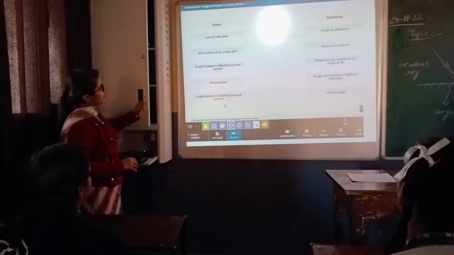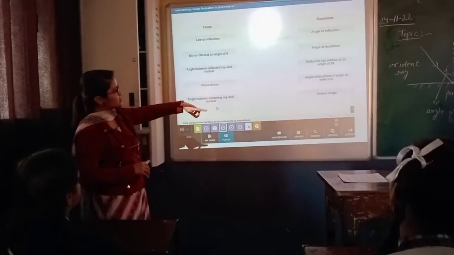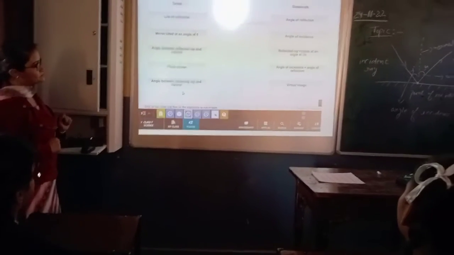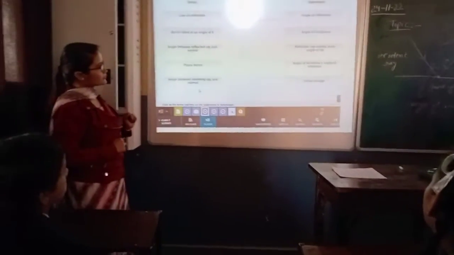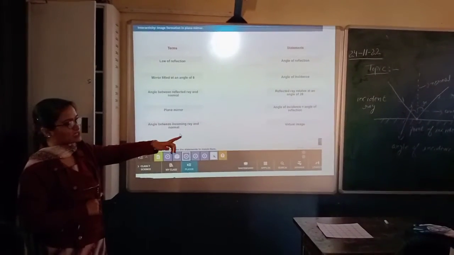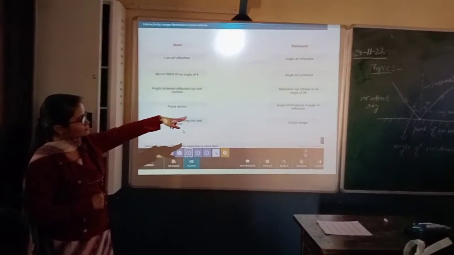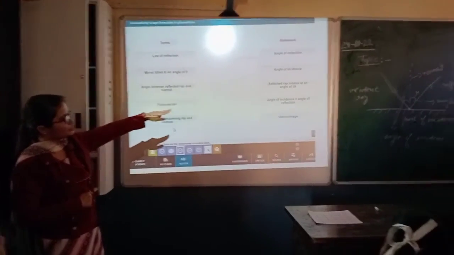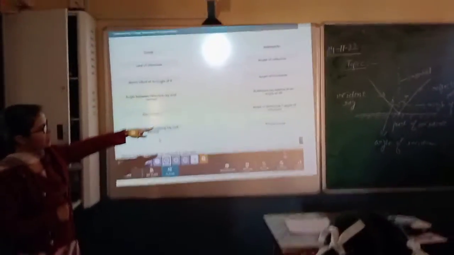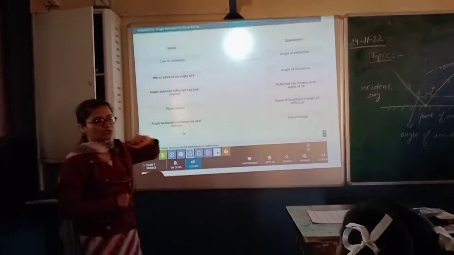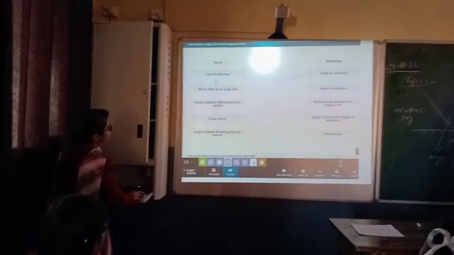Yes, these are some terms and these are statements. Can you match them? Law of reflection. I have already told you what is the law of reflection. Angle of incidence is equal to angle of reflection. Virtual image. Angle of incidence is equal to angle of reflection.